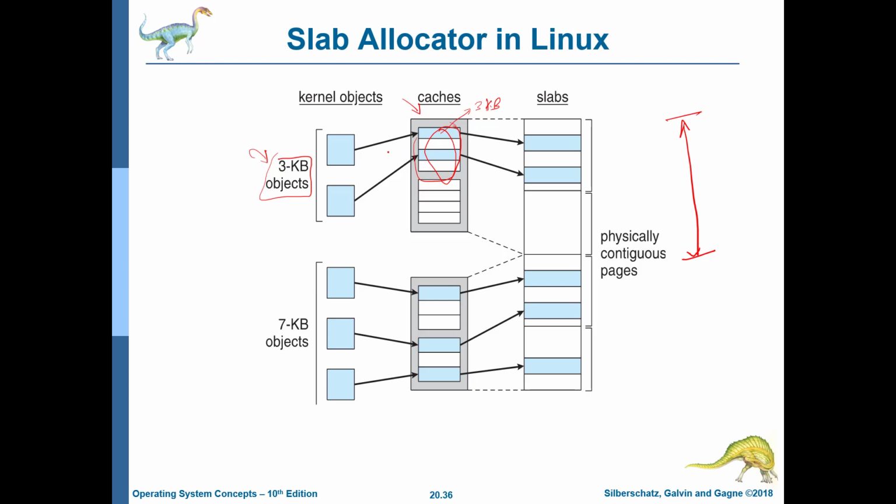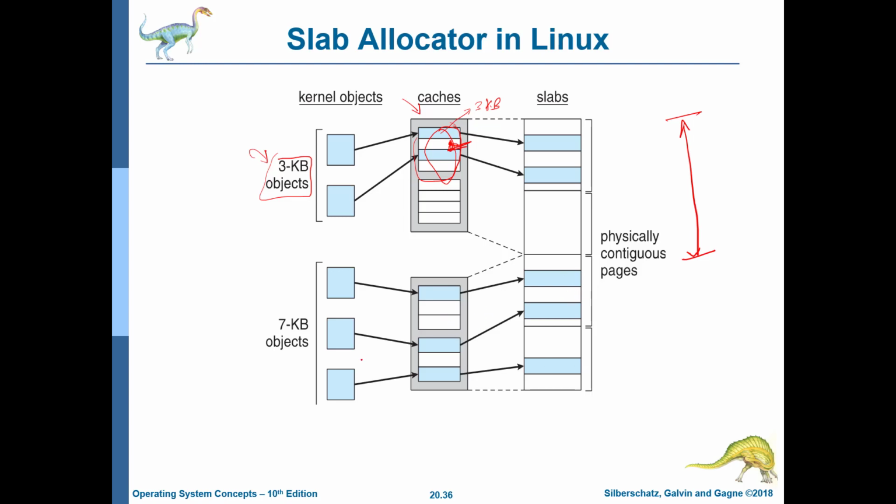So the next time that, let's say, we need a 3 KB object, we will actually go to its cache. We'll find a slab which is partially full, right? Not empty, but partially full. For example, this white entry is partially full. So this entry will be allocated for the object.